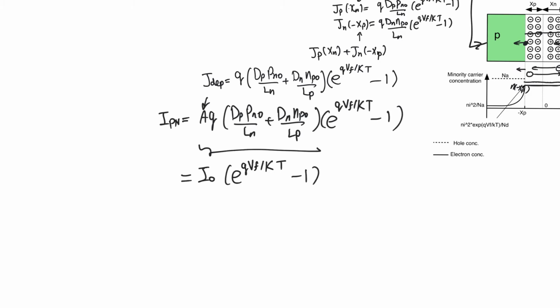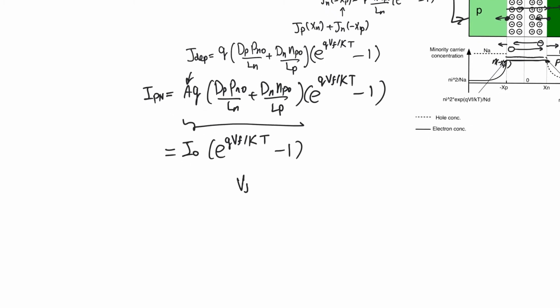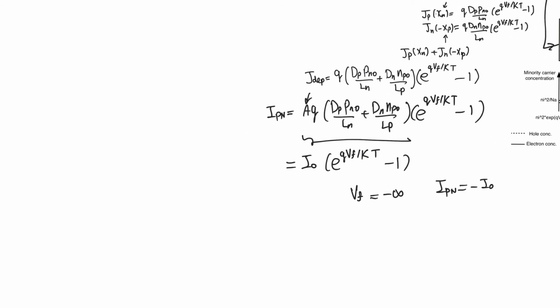Why do we give it the name reverse saturation current? If you assume that the forward voltage applied is minus infinity, so it's actually reverse voltage, you'll find that there is a current that manages to flow, and it's equal to minus I naught. So I naught basically represents the maximum amount of current that flows in the reverse direction.